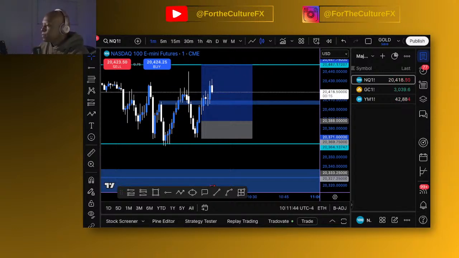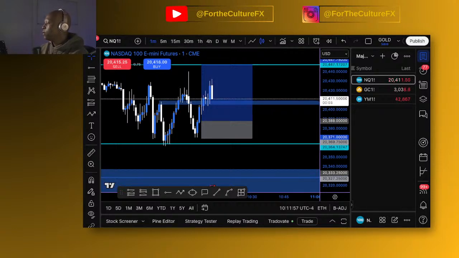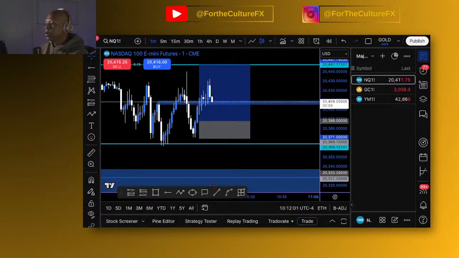Yeah, that blew me. That definitely did just blow me. So we're risk free though on this trade. Still have the position here.